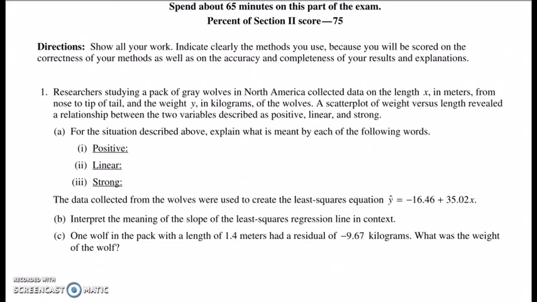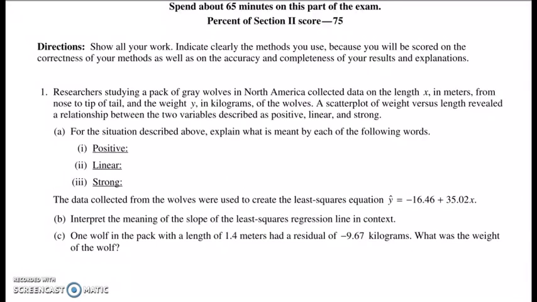Alright, so this is the AP Stats exam. This is the free response, number 1, from 2017. And the question is, researchers studying a pack of gray wolves in North America collect data on the length X in meters from nose to tip of tail and the weight Y in kilograms of the wolves. A scatter plot of weight versus length revealed a relationship between the two variables described as positive, linear, and strong.